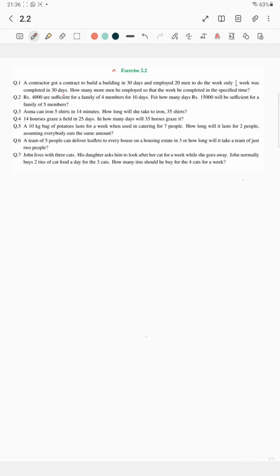A contractor got a contract to build a building in 30 days and employed 20 men to do the work. Only 1/4 of the work was completed in 30 days. How many more men must be employed so that the work is completed in the specified time?